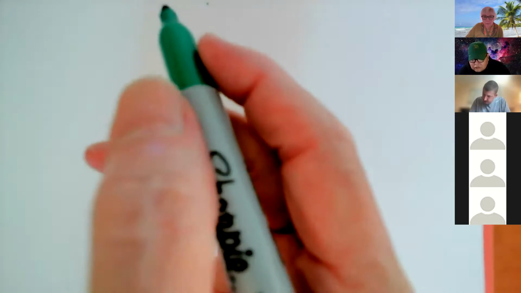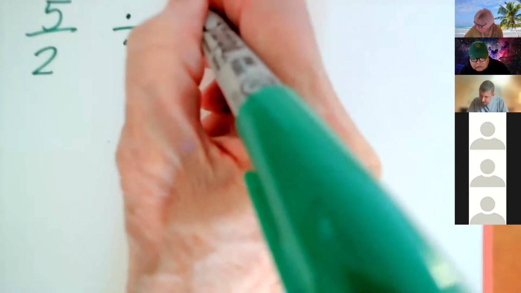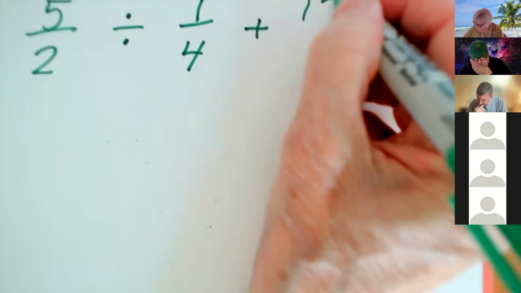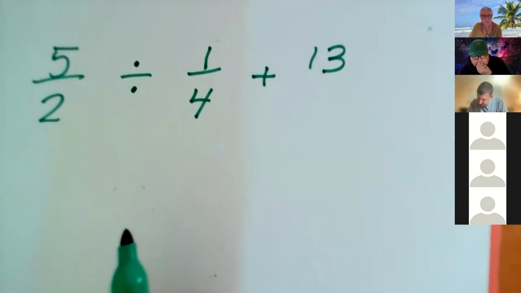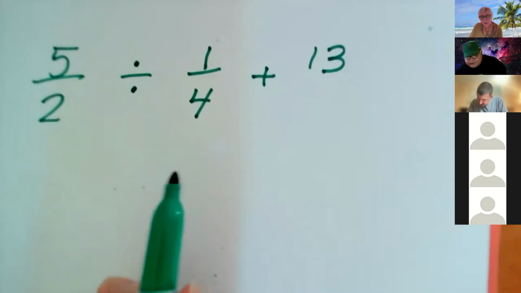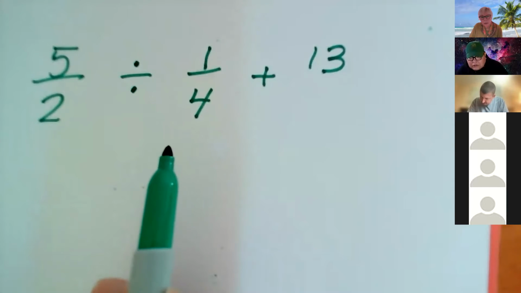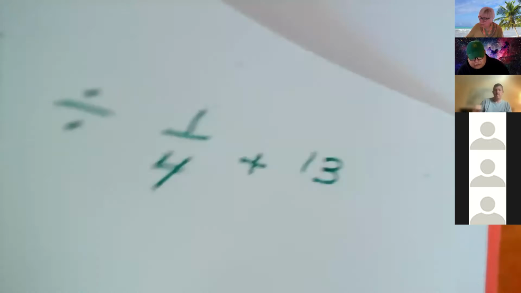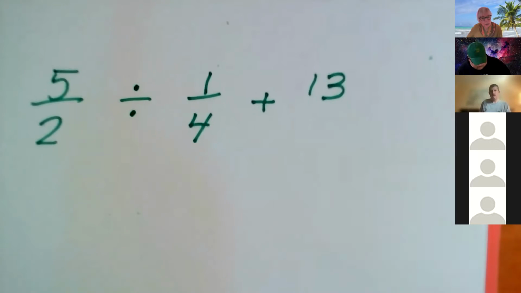So I did one wrong, and it was like, let's say it was 5/2 divided by 1/4 plus 13. Was that the one that I got wrong? Wait, I wrote down something. I'll hang on to this. Before we're done, we'll do that.